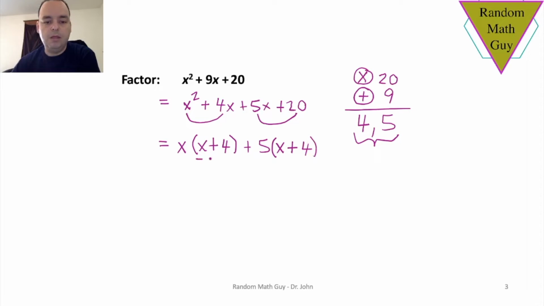Again, the same binomial appears twice. This means that your grouping is correct. And you can take out that x plus 4, leaving you with your final answer in factored form, x plus 4 times x plus 5. This method has a name, and again, it is one of several methods. This method is called, most often, decomposition.